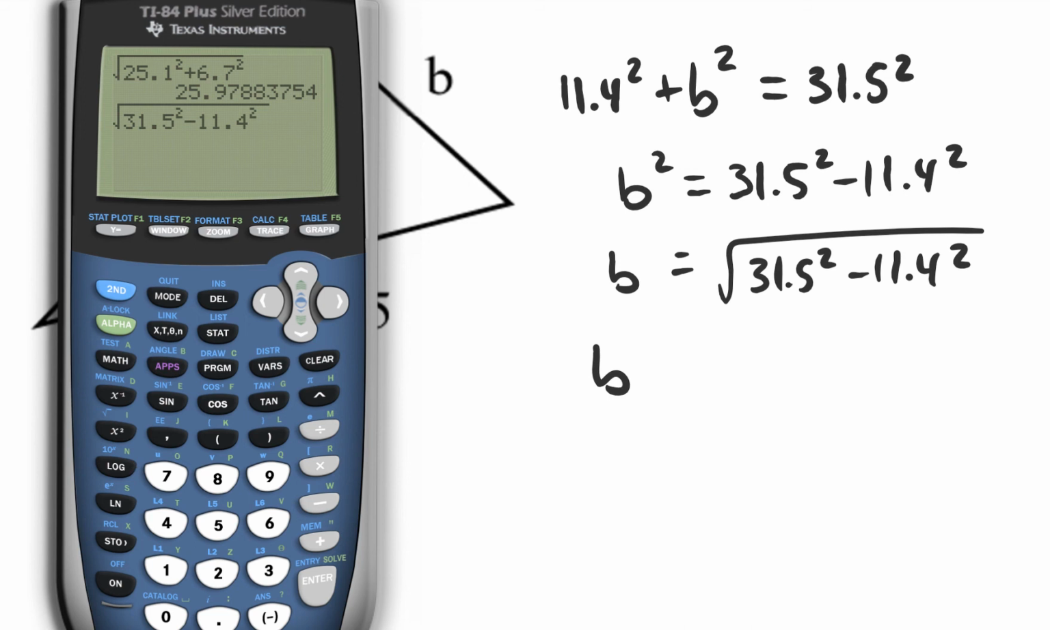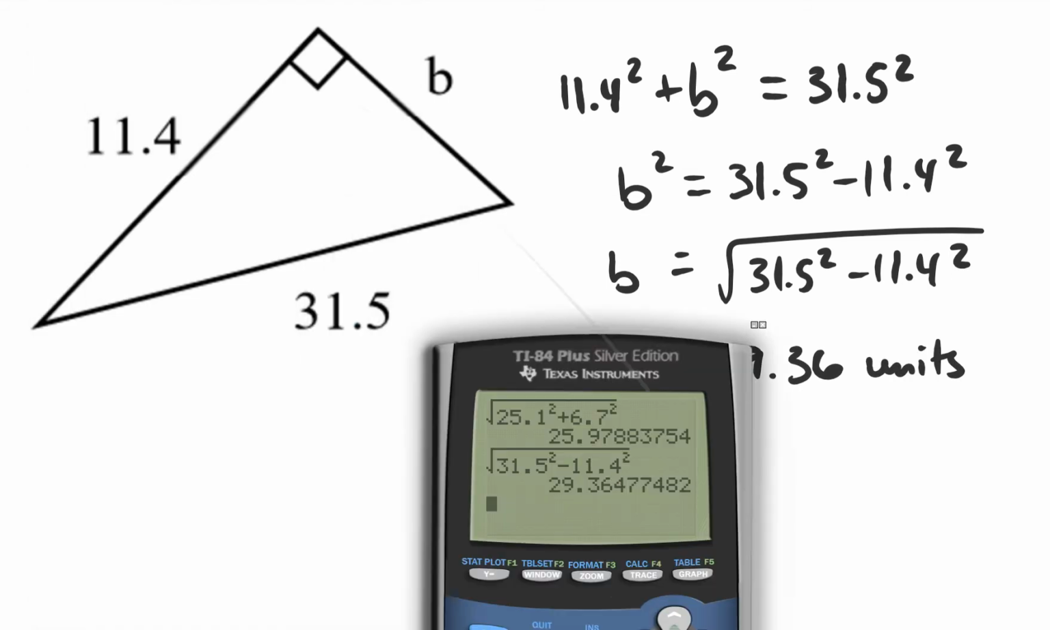So 31.5 squared minus 11.4 squared gives me that b is approximately 29.36. So b, the length of this missing leg, is about 29.36 if I'm rounding to 2 decimal places, to the nearest hundredths, units. All right, so that's question number 1.